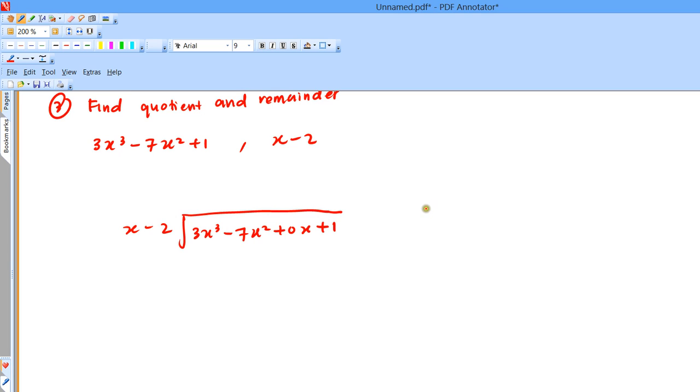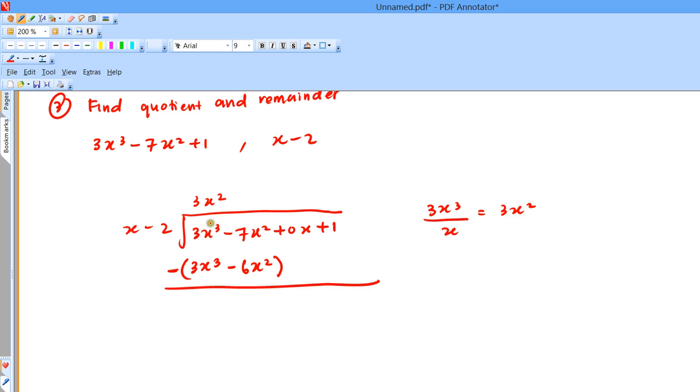For the first term of the cubic expression, 3x cubed divided by x equals 3x squared. Just put 3x squared here, and then 3x squared times x, we get 3x cubed. 3x squared times negative 2 is minus 6x squared, and then put a bracket here and then minus. So 3x cubed minus 3x cubed equals 0. Negative 7x squared minus 6x squared means negative 7x squared plus 6x squared equals negative x squared. And then bring down the next term, plus 0x plus 1. The degree of the remainder here is 2 and the degree of the divisor is 1. So we need to proceed.